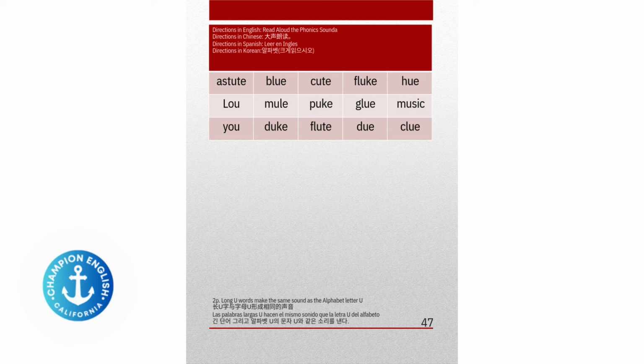book. And here we go. And stewed, astute. Blah and ooh, blue. K and oot, cute. Fla and ook, fluke. Huh and ooh, hue. L and ooh, loo. M and ool, mule.